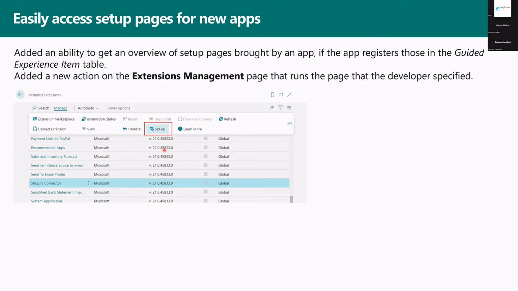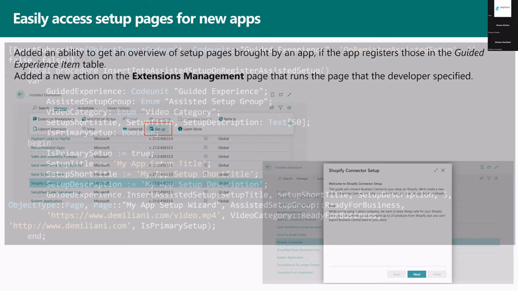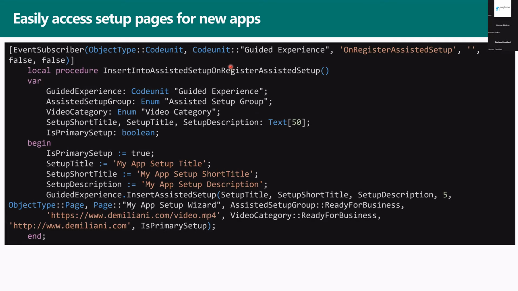When you go into the extension management page and you select an extension, you now have a menu called setup that permits you to open the setup of this app. Obviously, this app must have registered the setup in the guided experience table to do that. And if you click on setup, the setup wizard starts. To do that, it's quite easy. You simply need to subscribe to an event called on register assisted setup in the guided experience, and from here you need to call this method in order to register your setup page into the guided experience, so that when someone clicks on set up your app, your setup starts.